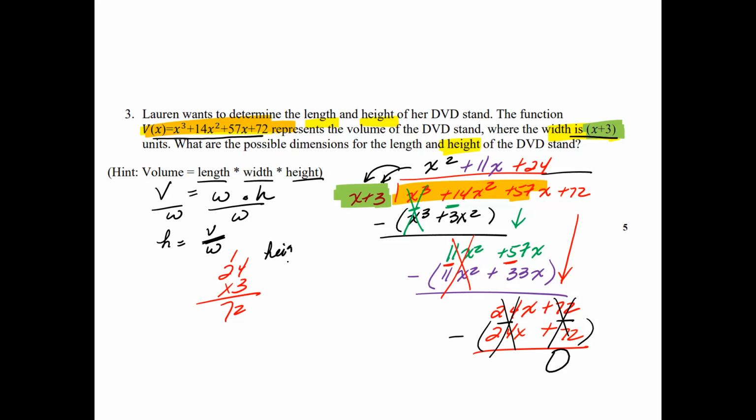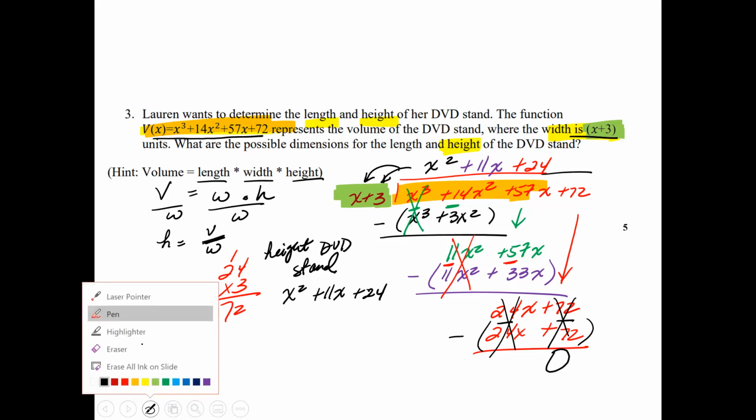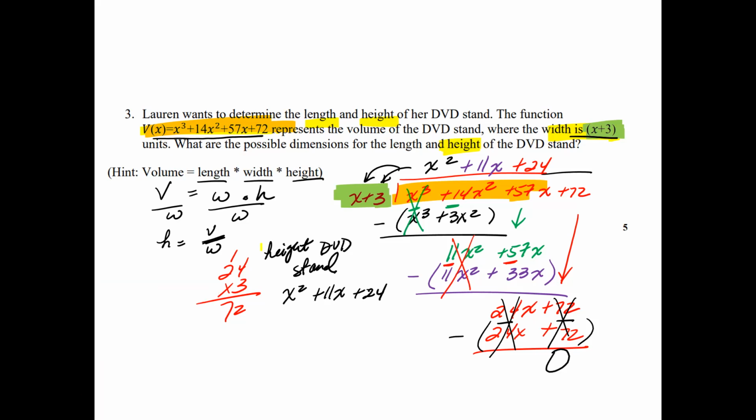So then the height of your DVD stand is just going to be x squared plus 11x plus 24. And I know you're like, well, what's my answer? How tall is it? Well, I don't know, because unless I say x is some number and then I plug it in, that is your answer for now.